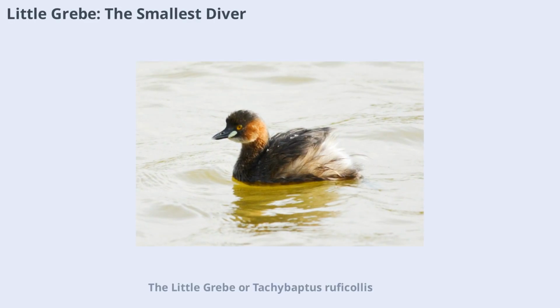Little grebe, or Tachybaptus ruficollis, is the smallest among diving ducks in India. It's easily recognized by its dark brown plumage, rufous neck, and bright yellow gape. During non-breeding seasons, its colors become duller. Little grebes are widespread residents found in lakes, ponds, and reservoirs across India. They feed on aquatic insects, small fish, and frogs, diving underwater to catch their prey. Their distinctive trilling call is often heard near water bodies.